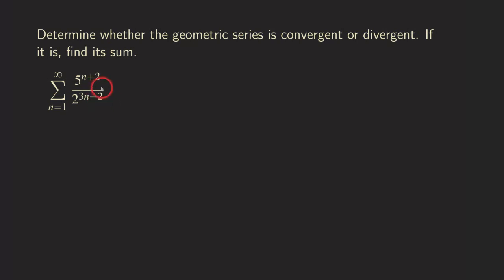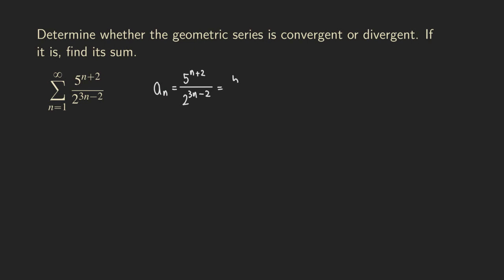First, we look at this series right here. We look at this expression right here. We can call that a sub n, right? So we have 5 to the n plus 2, and then divided by 8 to the 3n minus 2. Okay, so now let's start breaking things up.